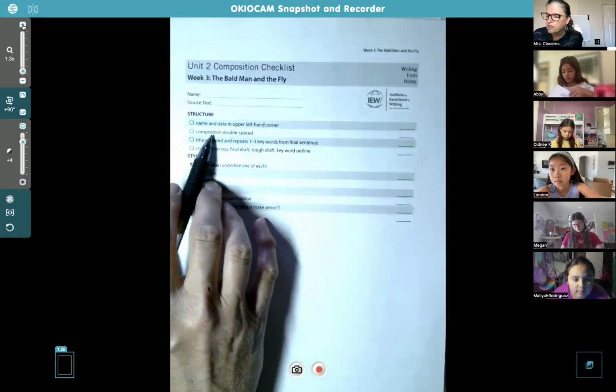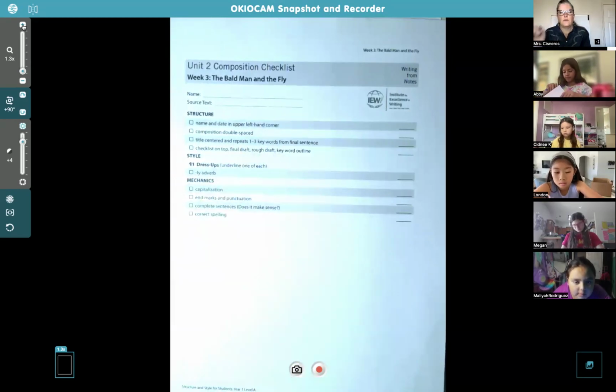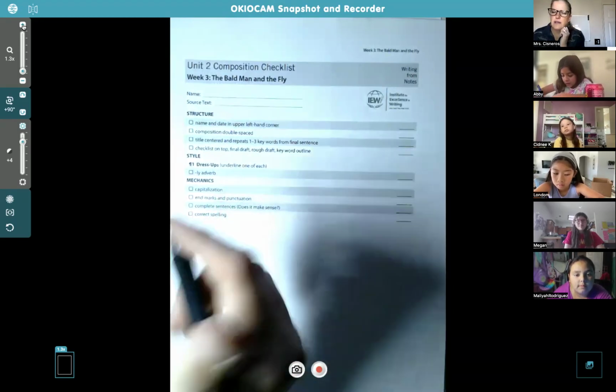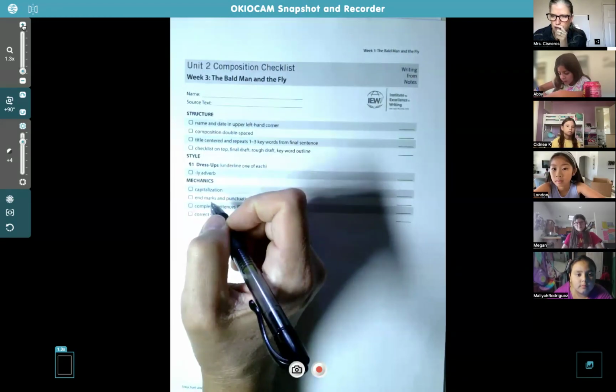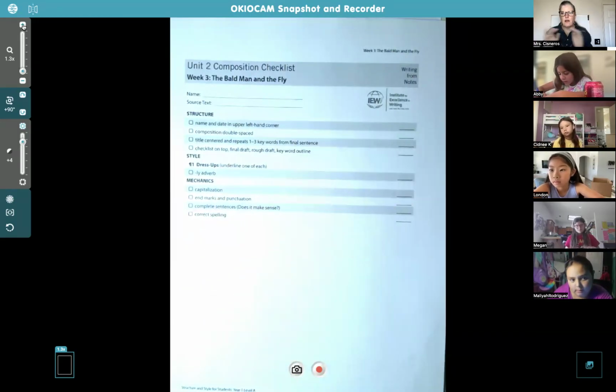And then the next box says composition double spaced. This is when I want you to put those little X's in there. Put those little X's all the way down your lined paper to help you remember to skip lines. If you're typing it, like Megan, you'll set it to double space like your mom showed you how to do. Make sure you double space it. If you're writing it on lined paper, make sure you put those little X's in there, so you're skipping lines as you're writing this.